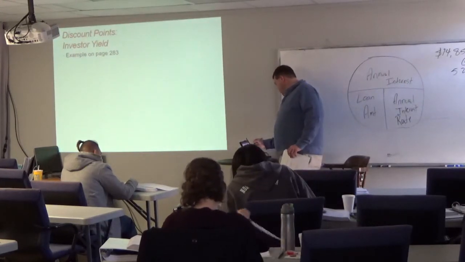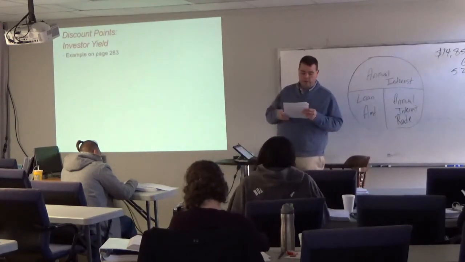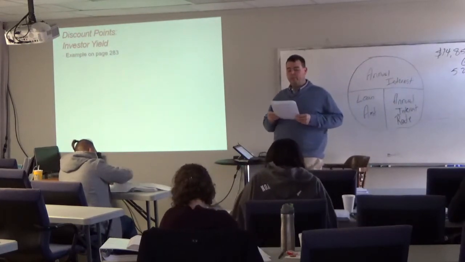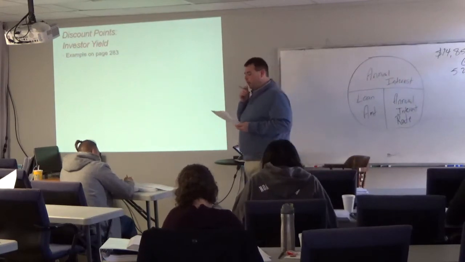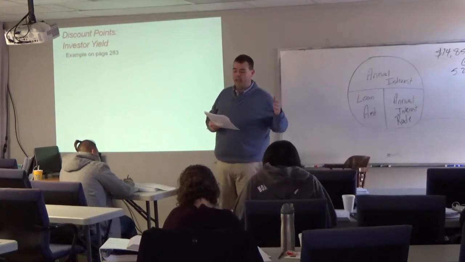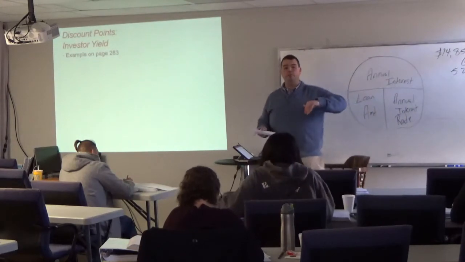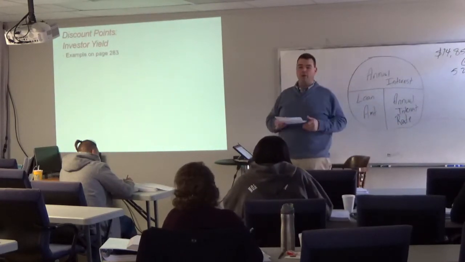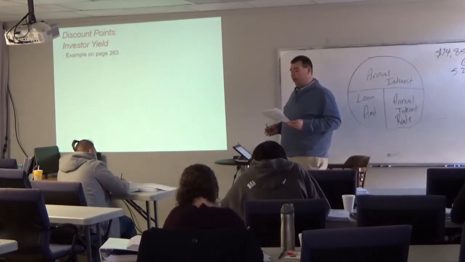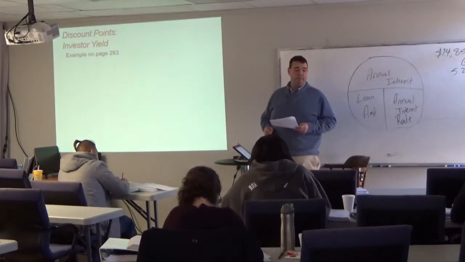On our worksheet, number 11, it says Sam is offered a mortgage loan at 5.5% interest and purchases 3 discount points. What will his new rate be after the points are applied? So, are we talking about how much money we have to pay for the points, or are we talking about the rate change part? We're talking about the rate change. They didn't ask us anything about how much he would have to pay for it. So, how much is each discount point going to change the rate?